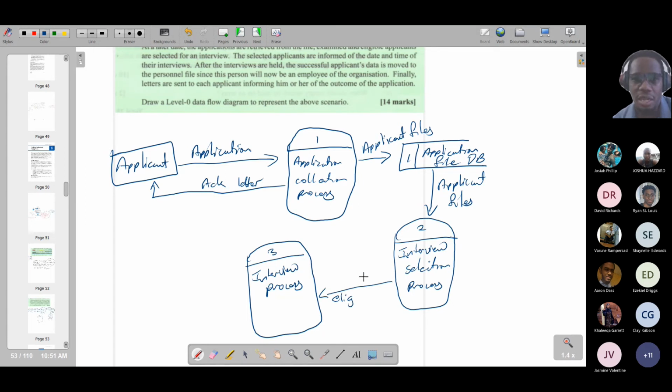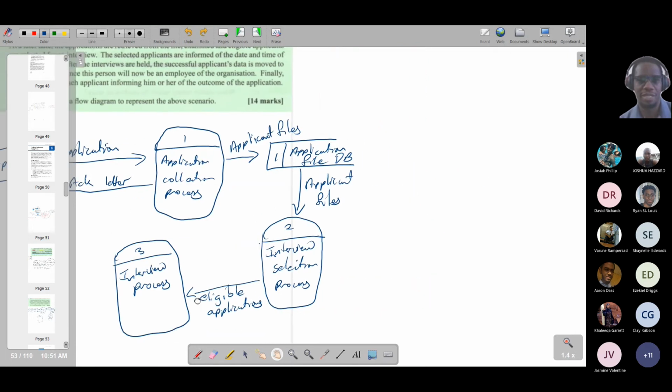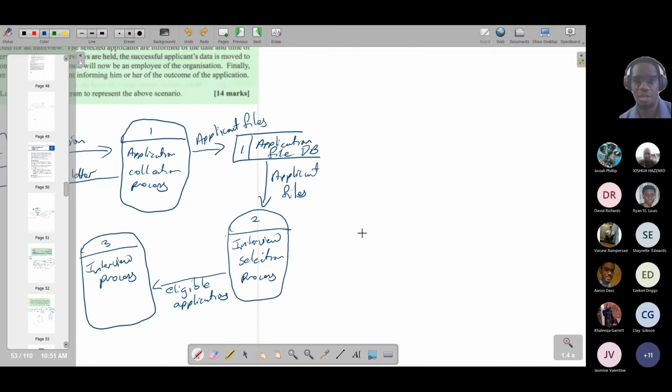Eligible applications. Eligible applications are carried into the interview process. And these eligible applicants are also informed of the, well, let me do what was asked about. You could put an applicant here.